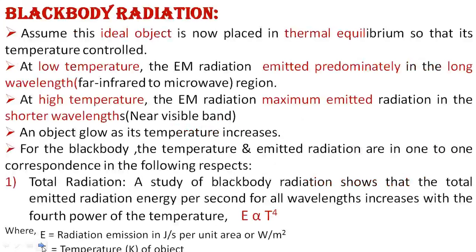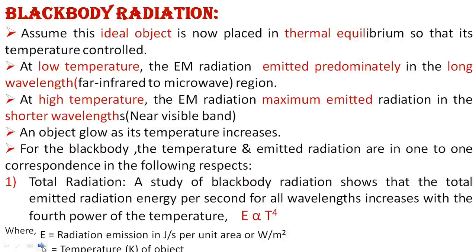Next one is black body radiation. Assume that an ideal object is placed in thermal equilibrium so that its temperature is controlled. At low temperature, EM radiation is emitted predominantly in the long wavelength, far infrared to microwave range. At high temperature, the maximum emitted radiation is in the shorter wavelengths, near the visible band. An object glows as its temperature increases. For the black body, the temperature and emitted radiation are in one-to-one correspondence in the following respect.